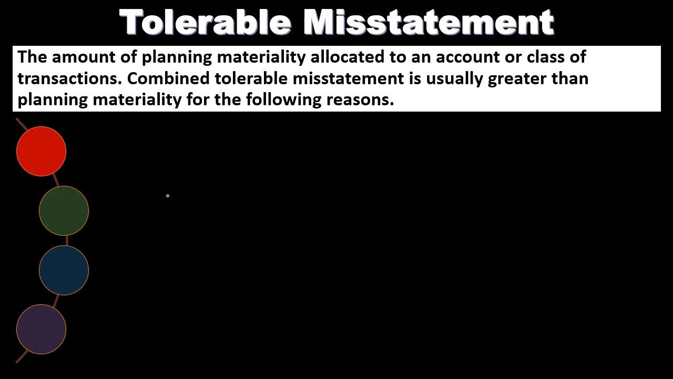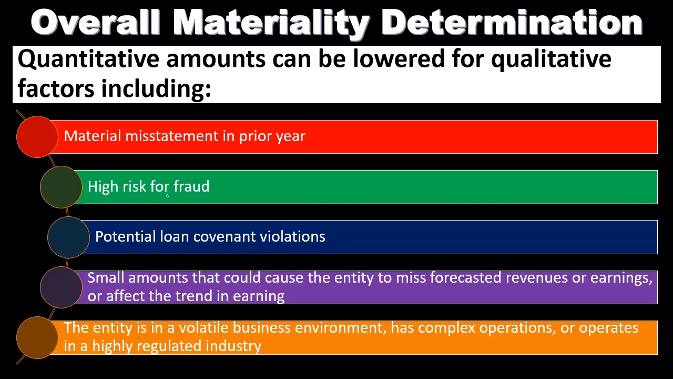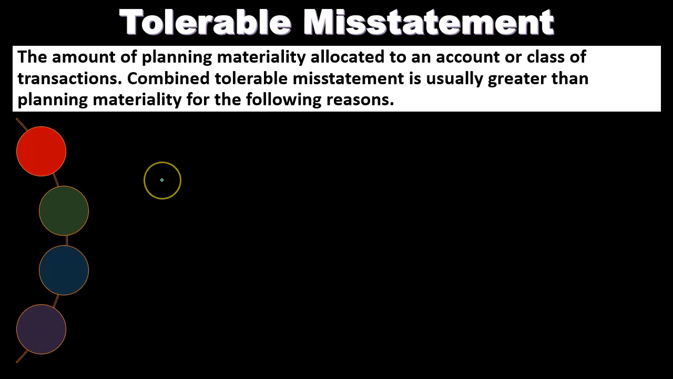Tolerable misstatement. So now we're moving to tolerable misstatement from overall materiality. Tolerable misstatement, the amount of planning materiality allocated to an account or class of transactions. So now we're talking about not the entity as a whole, but we're talking about the account and class. We're getting down to the more granular level here. Combined tolerable misstatement is usually greater than planning materiality for the following reasons.